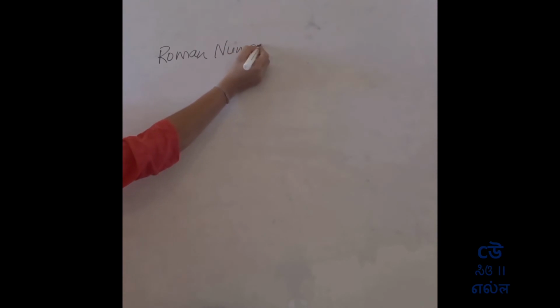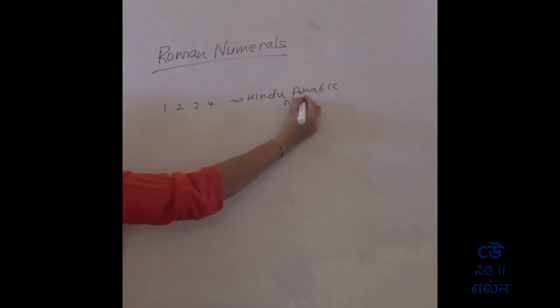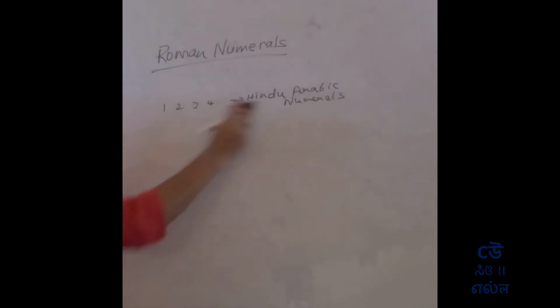Next, let us see how to write Roman numbers. The next topic is Roman numerals. So far we are using Indo-Arabic numerals, right? What are Indo-Arabic numerals, children? 1, 2, 3, 4 and so on. This system is called Indo-Arabic numerals. We are using these numbers so far.